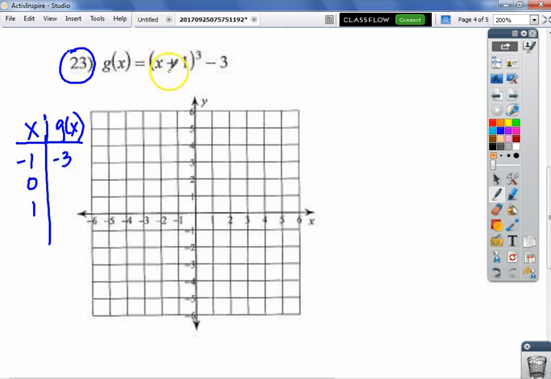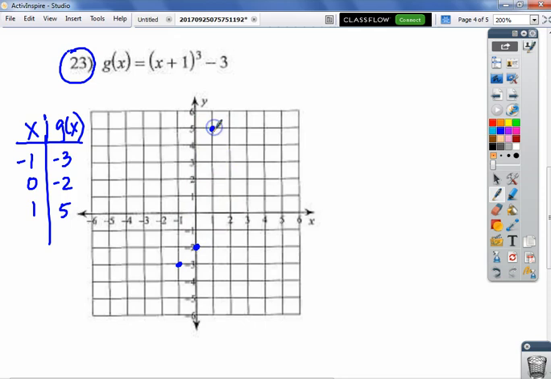Because -1 plus 1 is 0, 0 cubed is 0, minus 3 is -3. I plug in 0, I get 0 plus 1 is 1, 1 cubed is 1, 1 minus 3 is -2. And if I plug in 1, 1 plus 1 is 2, 2 cubed is 8, 8 minus 3 is 5. Let's go ahead and plot those points: -1, -3; 0, -2; and 1, 5.